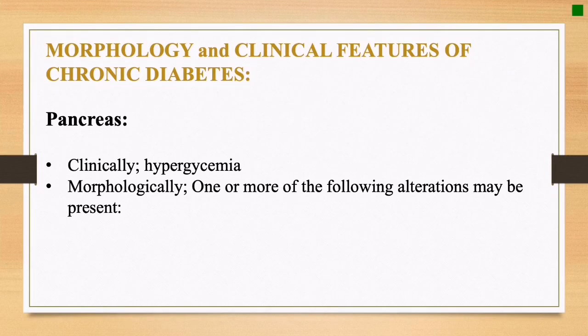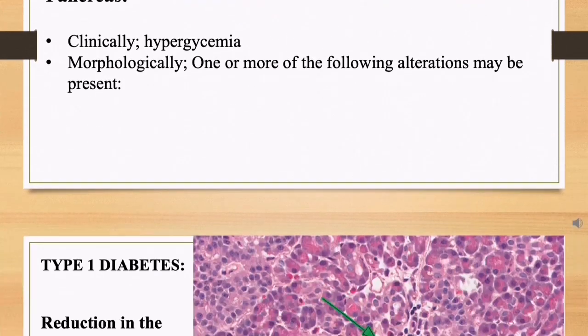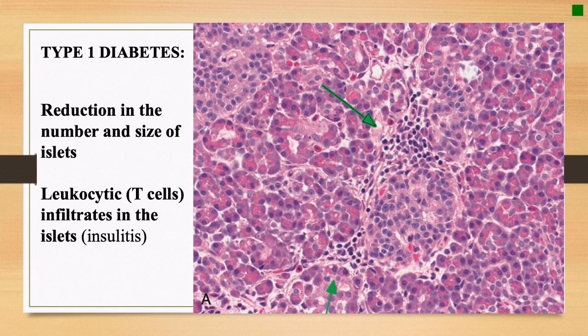The morphologic and clinical features of chronic diabetes. Let's start first with the pancreas. Clinically, the patient presents with symptoms of hyperglycemia. Morphologically, one or more of the following alterations may be present. In type 1 diabetes, for example, a reduction in the number and size of islets can be identified. Also, leukocytic infiltrate in the islets, which we call insulitis, and usually it's T cells or T lymphocytes.